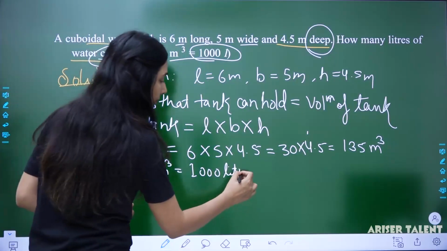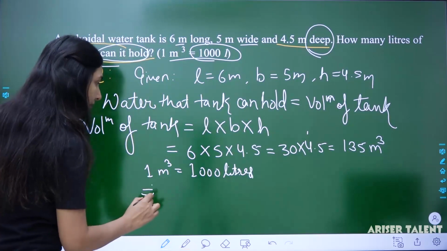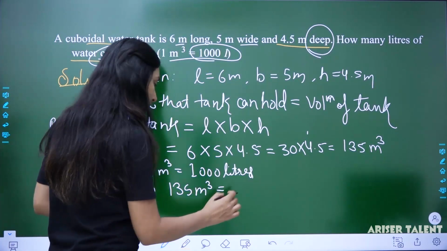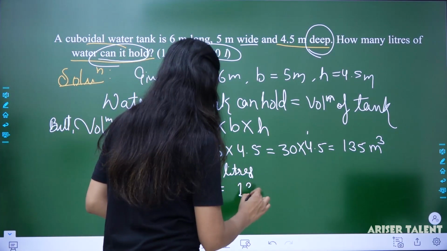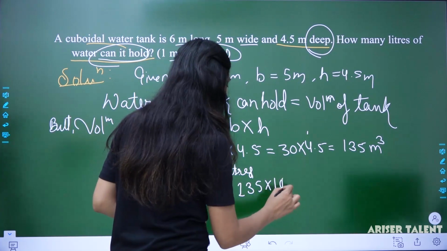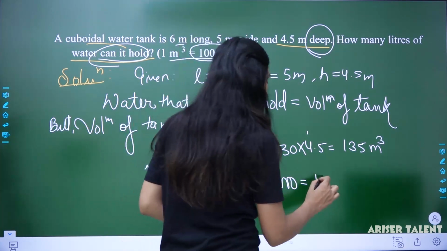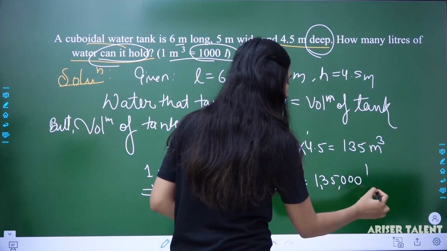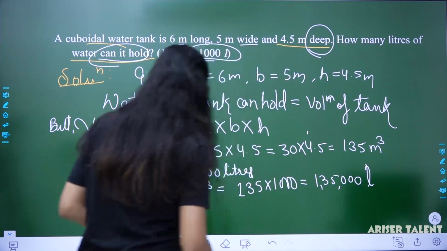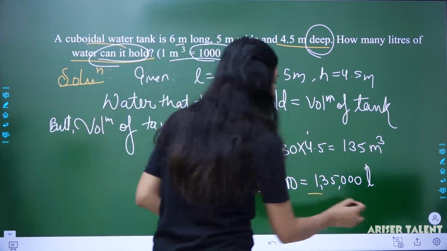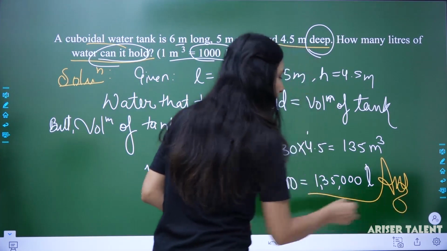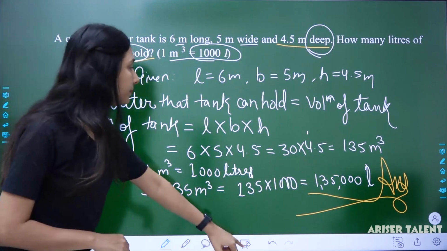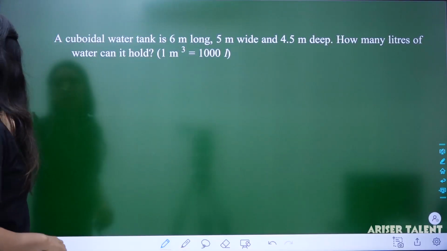This implies that 135 meter cube will be equal to 135 multiplied by 1000, that is equal to 1,35,000 liters, and that will be our answer. Understood it or not? Okay, so done with that part. This is very simple, or not?